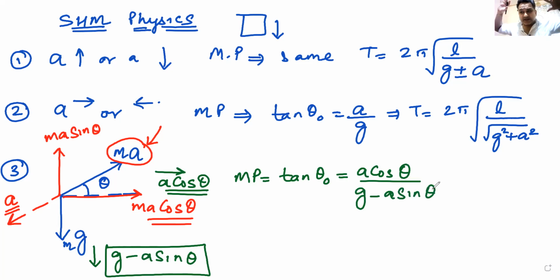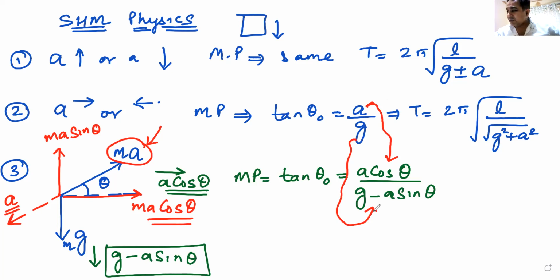When I have some raised hands, this is going to give me a lot of confidence that we have understood this. This will be the new mean position. Do we understand this? See what I have done here. This a was the horizontal acceleration. Now it has been replaced by a cos theta. This g was sort of the vertical acceleration, which is now replaced by g minus a sin theta.